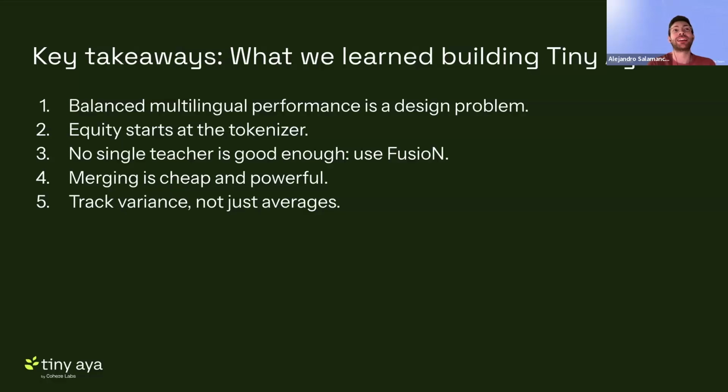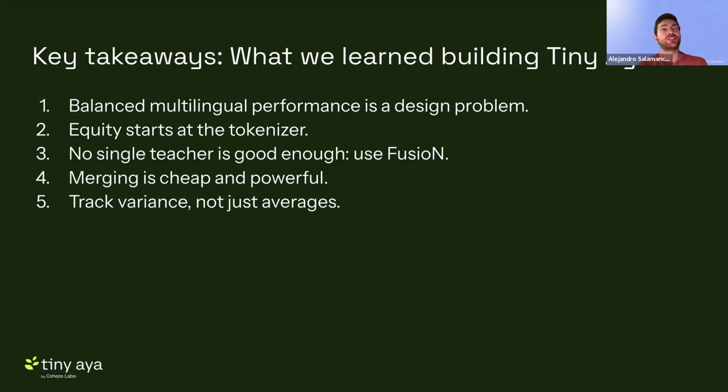We saw that balanced multilingual performance is a hard problem, and equity for these languages starts at the tokenizer and goes throughout the whole pipeline. We also saw that synthetic data, with transformations and fusion, is a really good way to obtain data in low resource languages. And merging is a cheap technique, so it doesn't require a lot of data. It's quite fast to run and it's quite powerful.